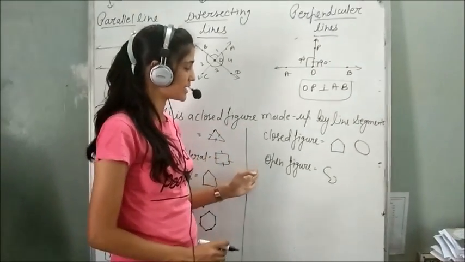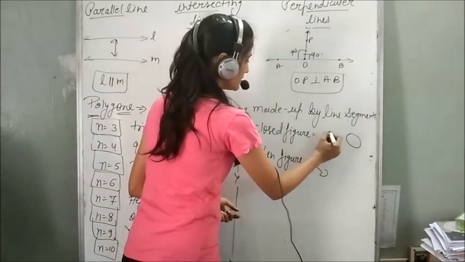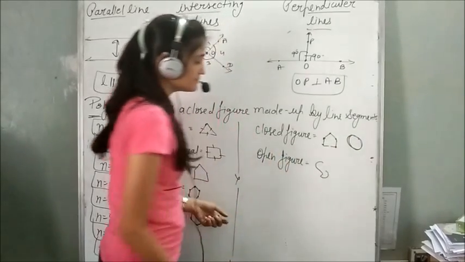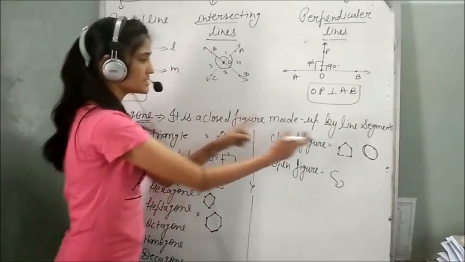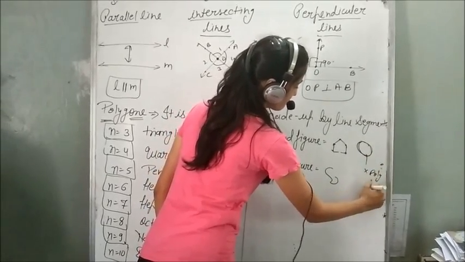Here is a closed figure and an open figure. A closed figure is closed at every point. This is also a closed figure, and that is an open figure. A circle has no line segment, so it is not a polygon.